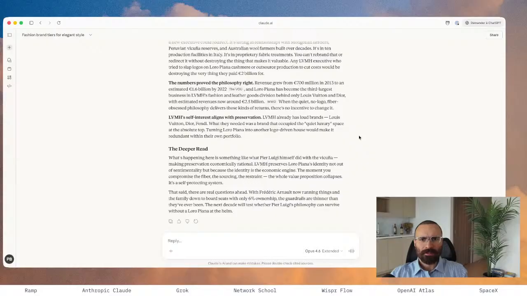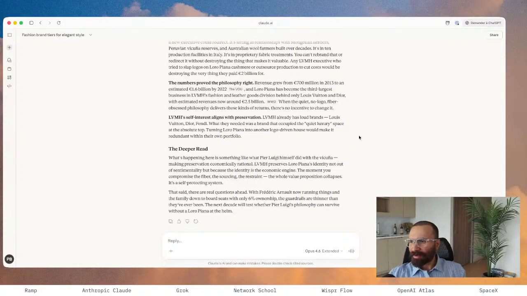Loud brands, Louis Vuitton, Dior, Fendi, that occupy the quiet luxury space at the absolute top. Turning Loro Piana into another logo-driven house would make it redundant within their own portfolio. Making preservation economically rational. Wow.